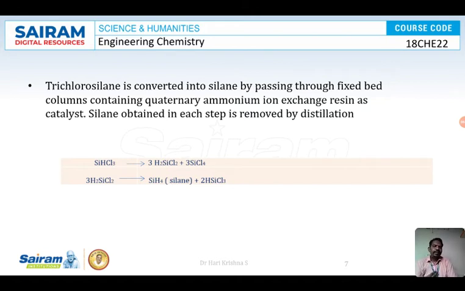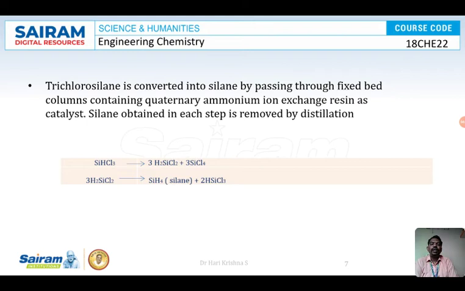So what do you mean by silane? SiH4 is called silane. Our aim is to get solar grade silicon. Where did we end up? We end up getting silane, SiH4. So we purify it. How do you purify? You purify by distillation process. Whatever impurities are present are removed by distillation, and we get pure silane.